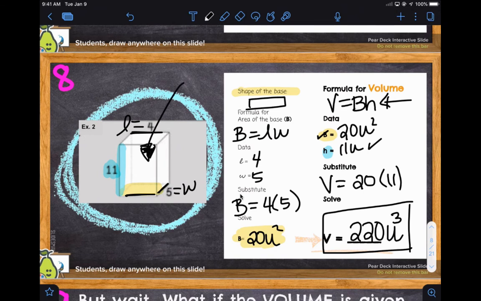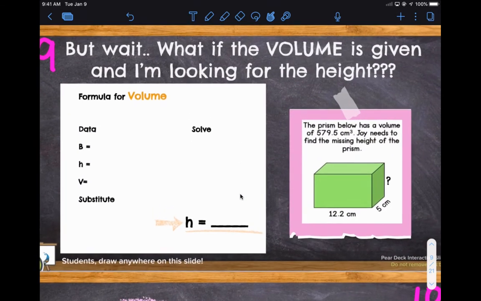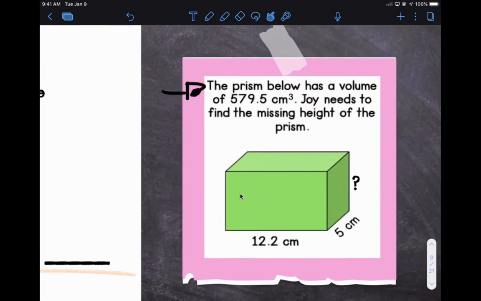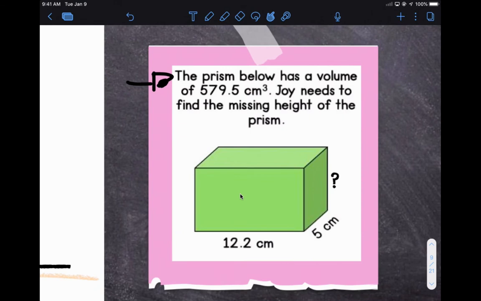How many cubic units can that prism hold? 220 cubic units. All right, let's go on to the last slide for this little video. It says, but wait, what if the volume is given and I'm looking for the height? This problem says the prism below has a volume of 579.5 cubic centimeters. Joy needs to find the missing height of the prism right here.